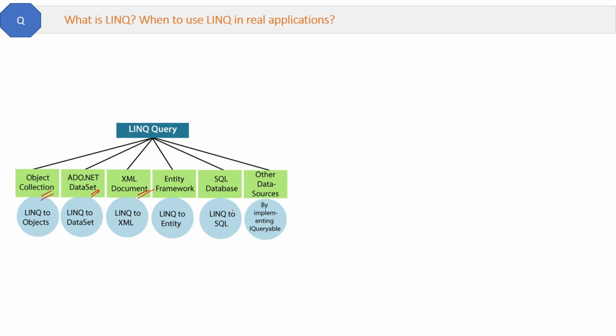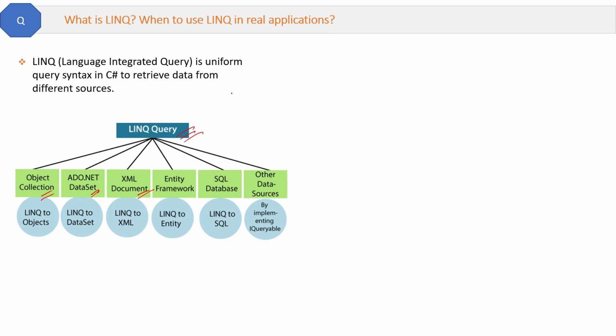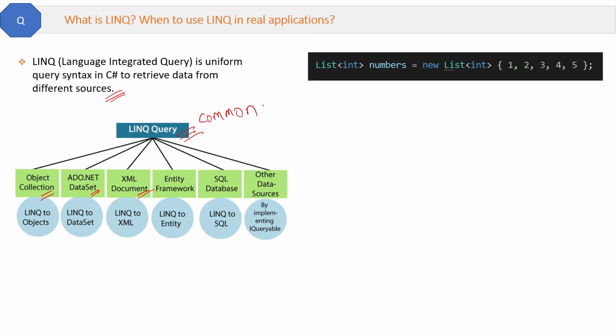Now the purpose of LINQ is a uniform query syntax in C# to retrieve data from different sources. Meaning, to get the data from different kinds of sources, we have a common syntax model, and that is LINQ. See the code here. We have a list of numbers 1 to 5. Now suppose we need a filtered list from it which has numbers only greater than 2, meaning 3, 4 and 5 in the result.